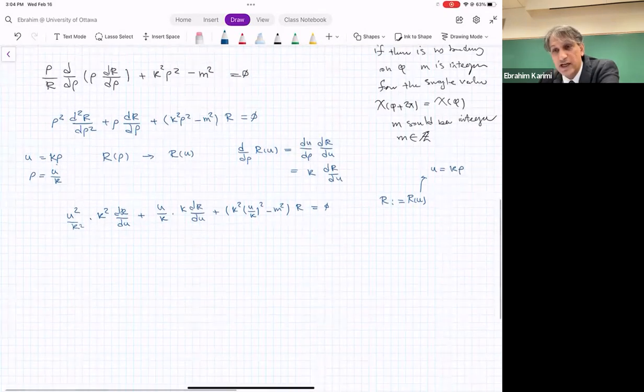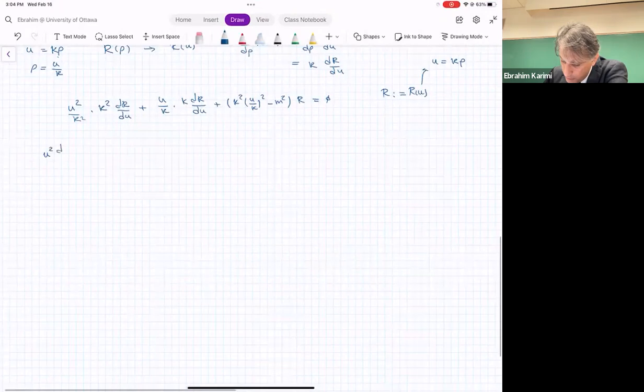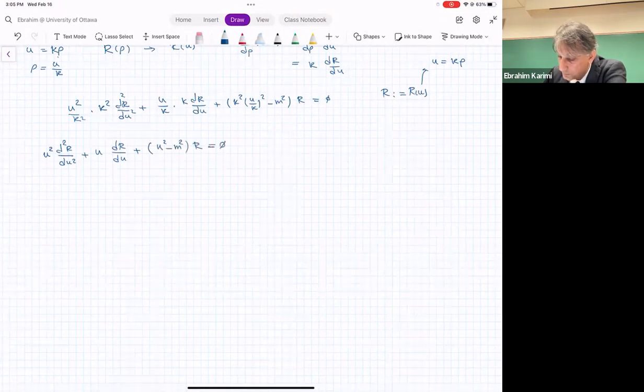I'm doing that just to understand the mathematics a little bit better. It's easy to not handle k always with yourself in the calculation. So that equation will be simplified into the following, which is u squared d²r/du² plus u dr/du plus (u squared minus m squared) r. So the coefficients here are functions of u and u squared, and this is a second order differential equation.